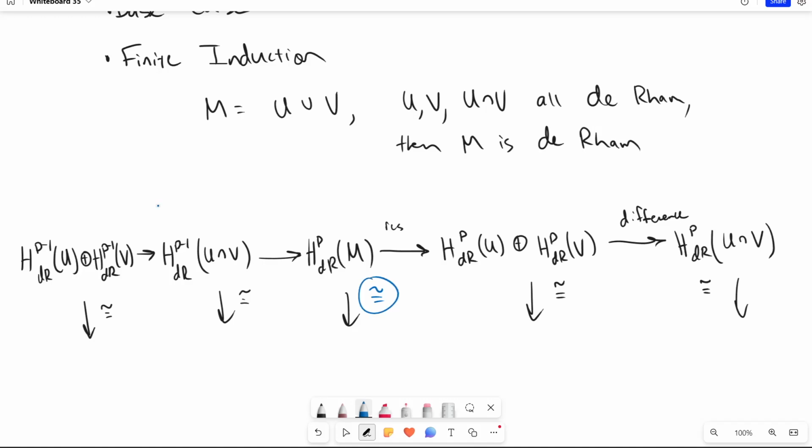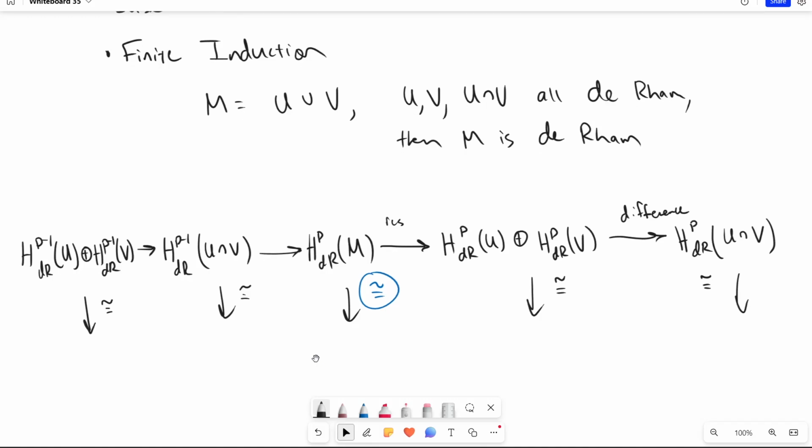So that's our finite induction. And this will work not just with pairs of two, but when M is covered by U1 through UN, and all intersections of the Ui are de Rham, then your manifold will be de Rham. So that helps you in a lot of cases.